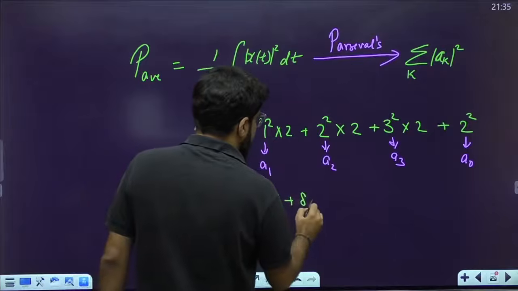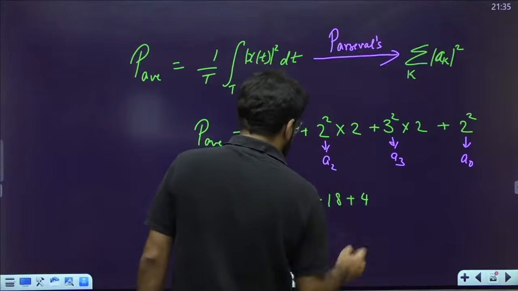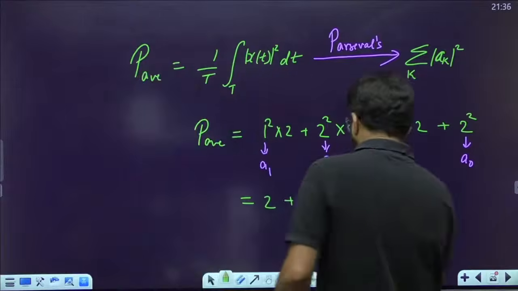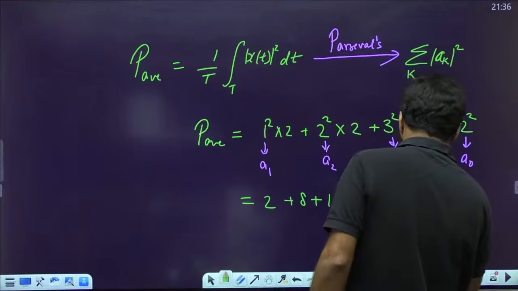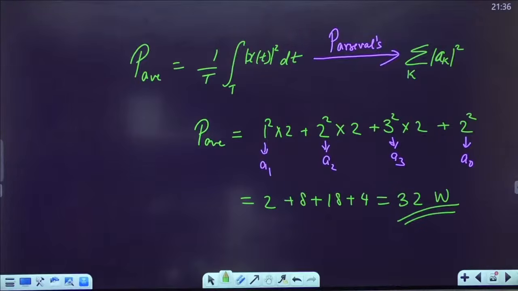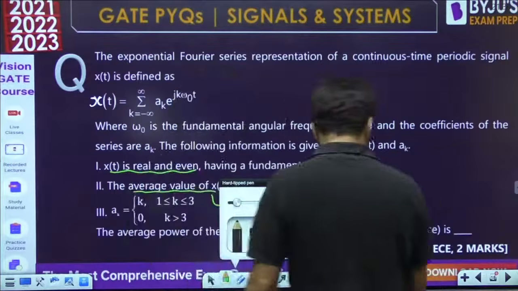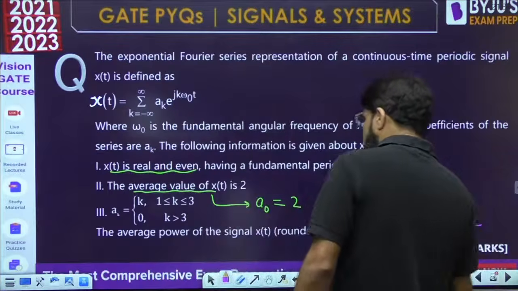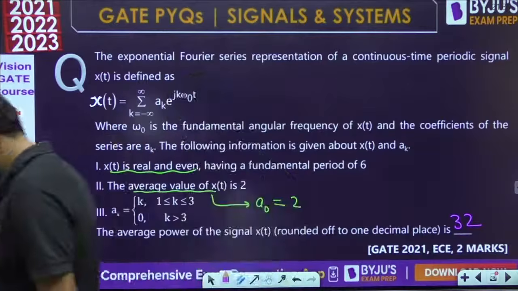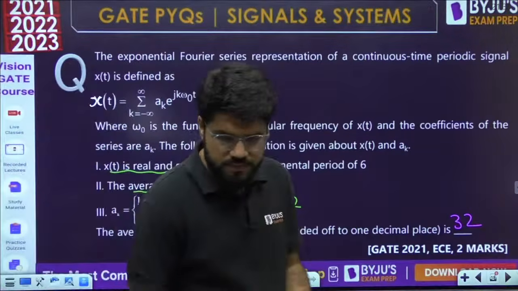Then this is 8. This part is equal to 18. Then finally 4. So 32. 32 watts of power the signal is going to contain. The time average power should be 32 watts here. Good question. 2021, 2 marks, property based, good question. 32. Hanji, done hai? The correct answer is equal to 32.